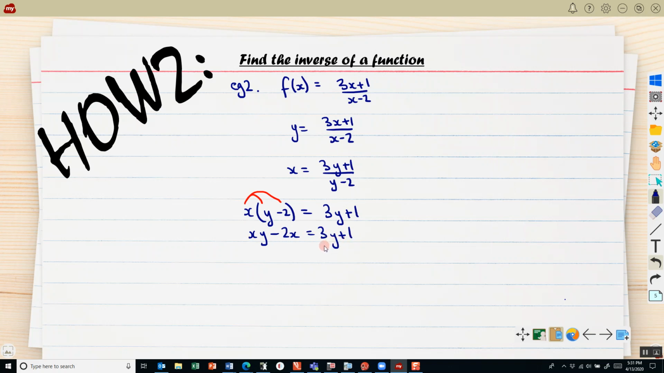My next step is to get all my y's together, get all my x's together. So I'm going to subtract 3y from both sides. I'm going to get xy minus 3y, I've got minus 2x equals 1. I've subtracted 3y from both sides. And then I want to get rid of this negative 2x from both sides by adding 2x. So I get xy minus 3y is equal to 1 plus 2x.